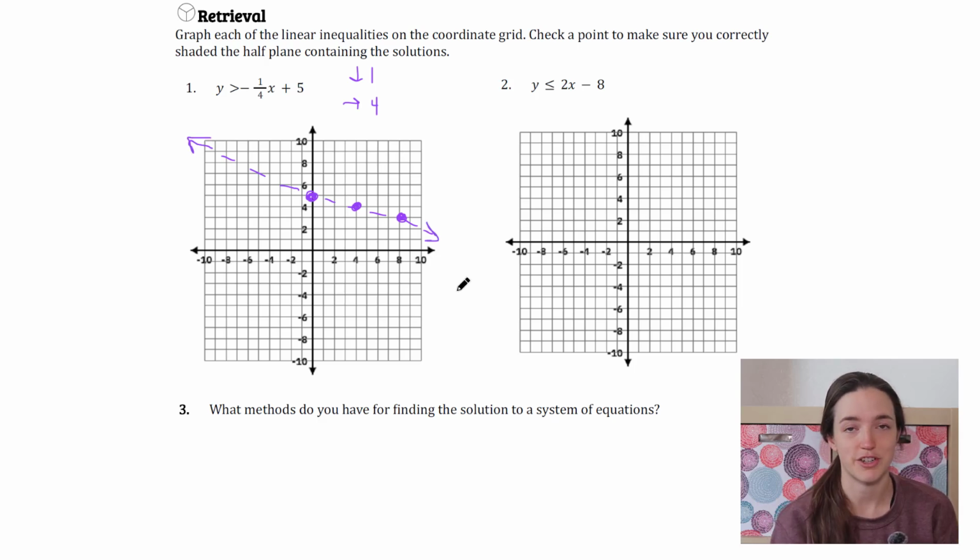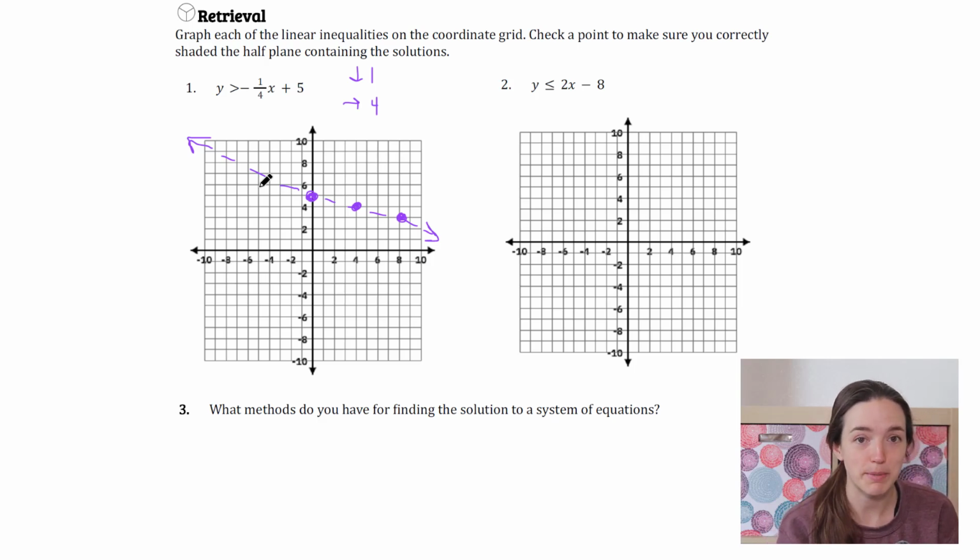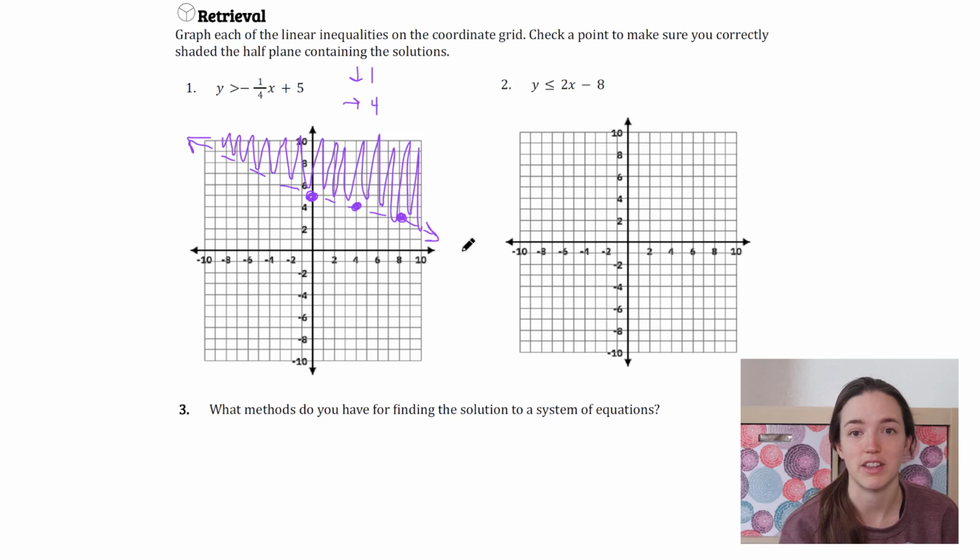Okay, there are two different ways to shade. So the first way is I can see that Y is bigger because this symbol is opening up towards the Y. You know, the alligator wants to eat the bigger thing, and in this case the bigger thing is Y. Since Y is bigger, I'm going to shade above the line. But if you don't feel confident with that method, you can also do the test point method. And they want us to do that anyway, just to make sure we shaded the correct area.